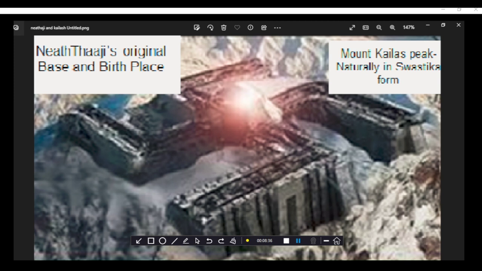NeathThAaj's original birth base and birthplace. And Mount Kailash peak is naturally designed in Swastika form. It is a natural design. How wonderful. You know, everything is of rocky stones. We don't know the age of this primordial structure. It must be more than millions of years old. Where the origin of Jainism blossoms, the Swastika blossoms.